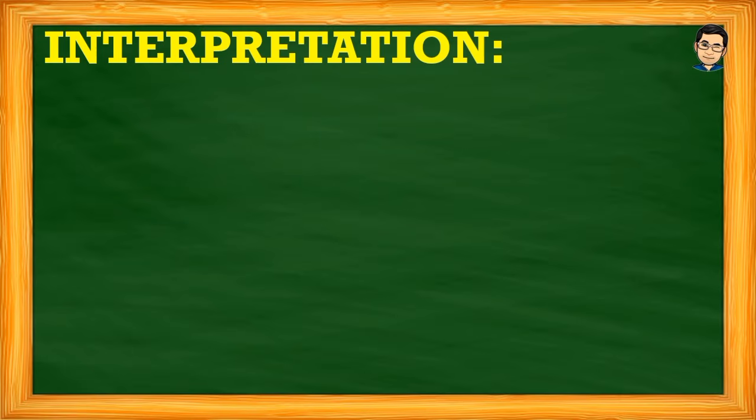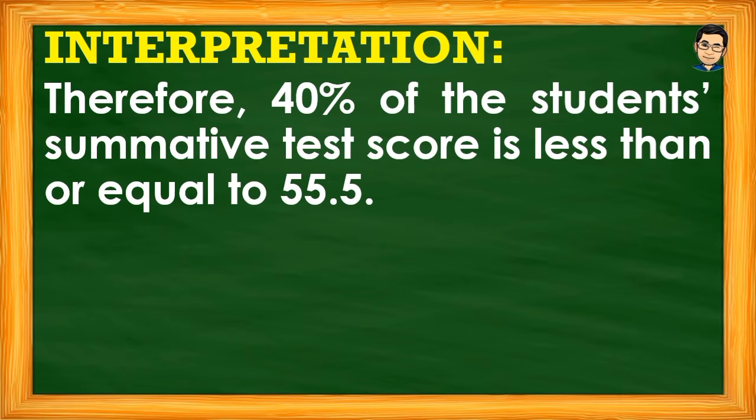So, to interpret our result, therefore, 40% of the students' summative test scores is less than or equal to 55.5, or 56. So, pasado na yung 55.5 kasi lagpas na yan sa kalahati. Okay, so, yung other way ng pag-interpret nito is yung counterpart ng 40%, that is 60%. So, 60% of the students' summative test score is greater than or equal to 55.5 or 56.